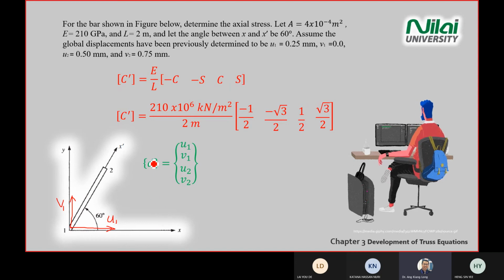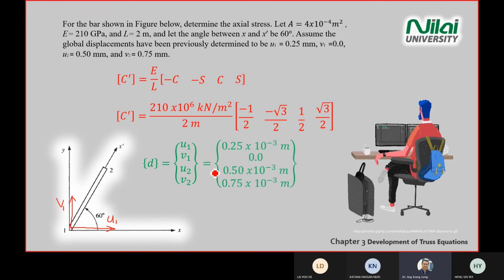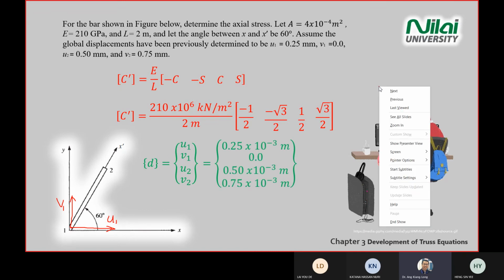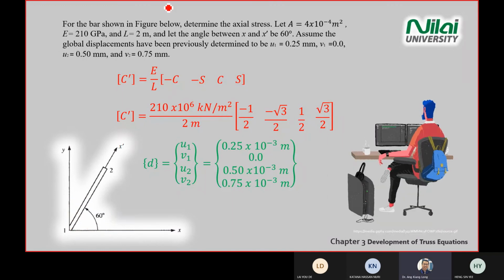Of course, in this case, we use the D because all the displacements are given. So your D, you write in the SI unit form. For example, U1 equal to 0.25 mm. You rewrite in SI unit form, which is 0.25 times 10 power negative 3 m. V1, you don't have V1, 0. And U2 and so on, you just convert into SI units and put them in matrix form. Okay, so far everything is quite straightforward.